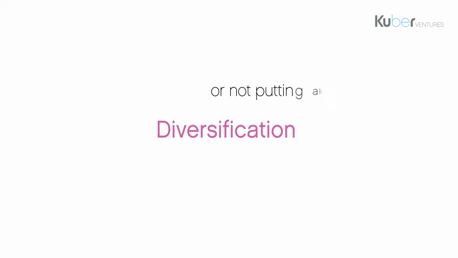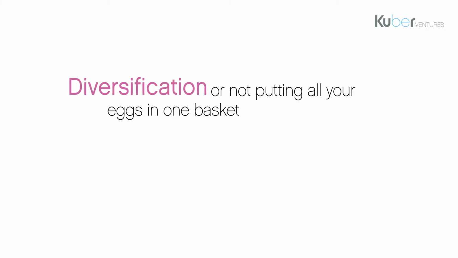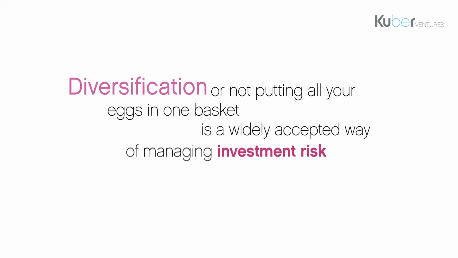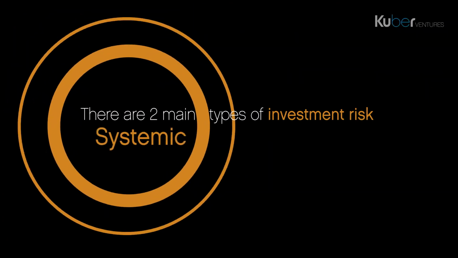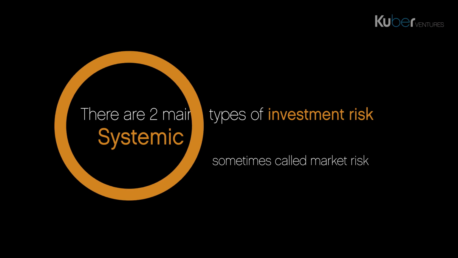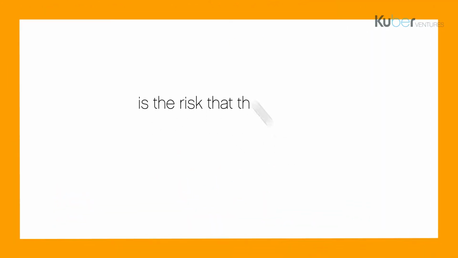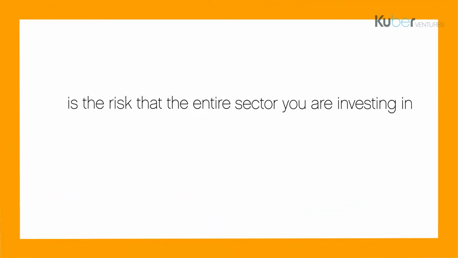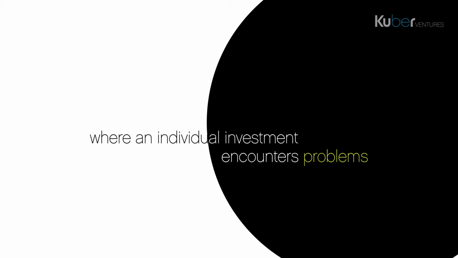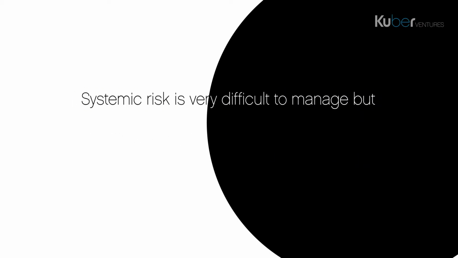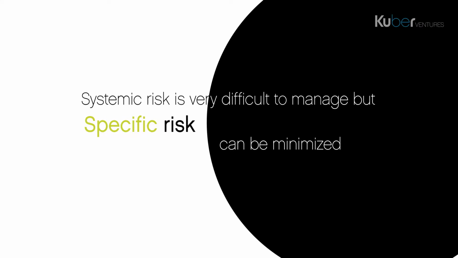Diversification, or not putting all your eggs in one basket, is a widely accepted way of managing investment risk. There are two main types of investment risk. Systemic, sometimes called market risk, is the risk that the entire sector that you are investing in may run into difficulties, or specific risk, where an individual investment encounters problems. Systemic risk is very difficult to manage, but specific risk can be minimized through diversification.